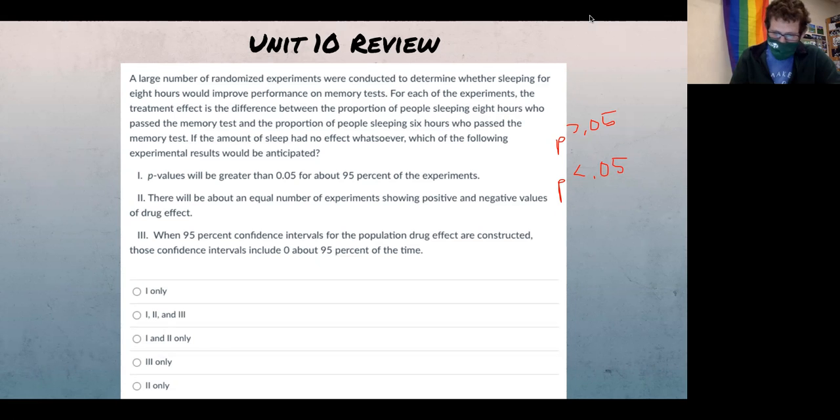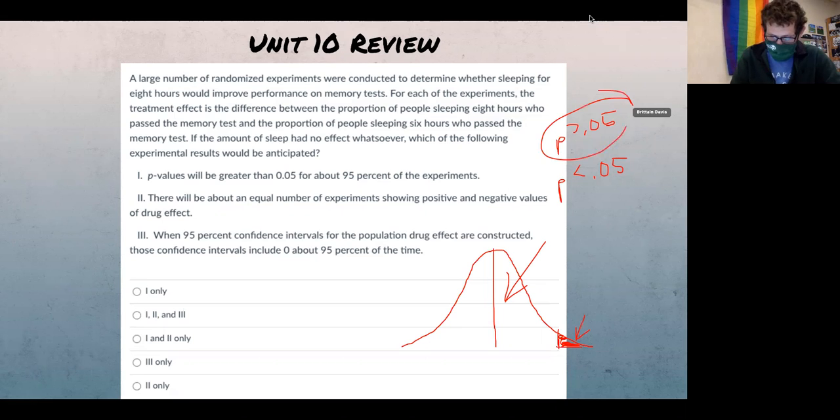Now, imagine we did this experiment over and over and over again. We're imagining that there really is no effect of sleep on passing this memory test, but just by random chance, there will be times where your results end up in that 0.05 range. So by random chance, you will get some statistically significant results, 1 in 20 times. But most of the time, they're going to end up in this range right here. So 95% of our experiments should have a p-value greater than 0.05.